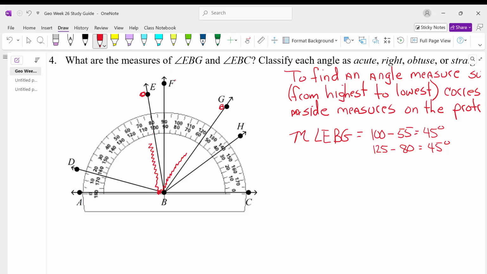All right, so if you were doing FBC, and I would try to change colors, but I know my computer will freeze if I do that. So FBC, what does side FB correspond to on the protractor? Side FB. Can you guys see that number right in there, right in the middle of the protractor? 90. What does side BC correspond to? 0. So the measure of angle FBC is equal to 90 minus 0, which is 90 degrees.